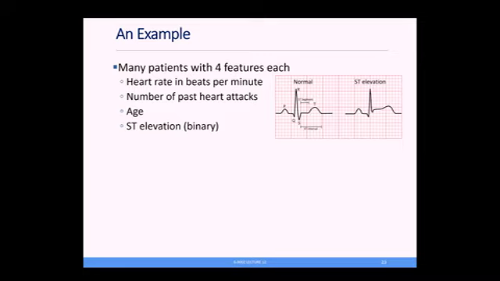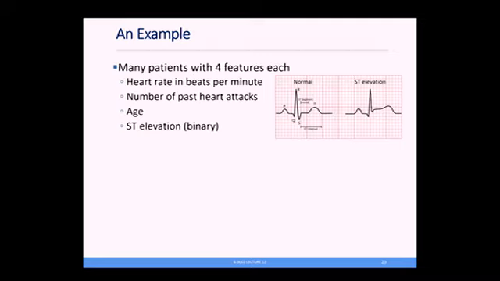So to simplify things, and this is something I have done with research, we're looking at only 4 features here: the heart rate in beats per minute, the number of previous heart attacks, the age, and something called ST elevation, a binary attribute.